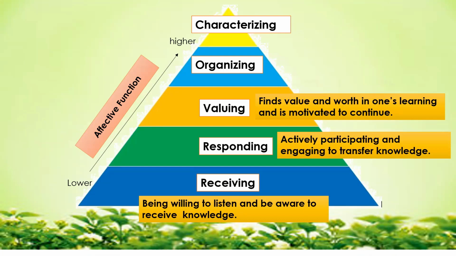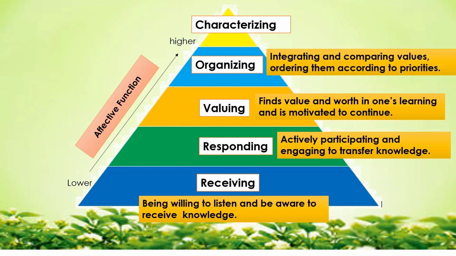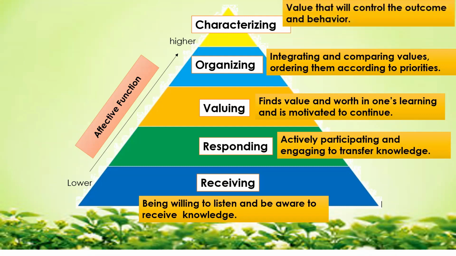So here the learners will accept, approve, complete, choose, commit, describe, debate, demonstrate, differentiate, explain, establish, identify, justify, and prepare. And the next level is organizing, integrating and comparing values, ordering them according to priorities. So here, the learner will adapt, arrange, categorize, classify, compare, complete, defend, explain, establish, formulate, generate, and prepare. And the last one is characterizing, values that will control outcome and behavior. So here, the learner will act, arrange, behave, characterize, defend, display, exemplify, function, incorporate, perform, practice, and revise.